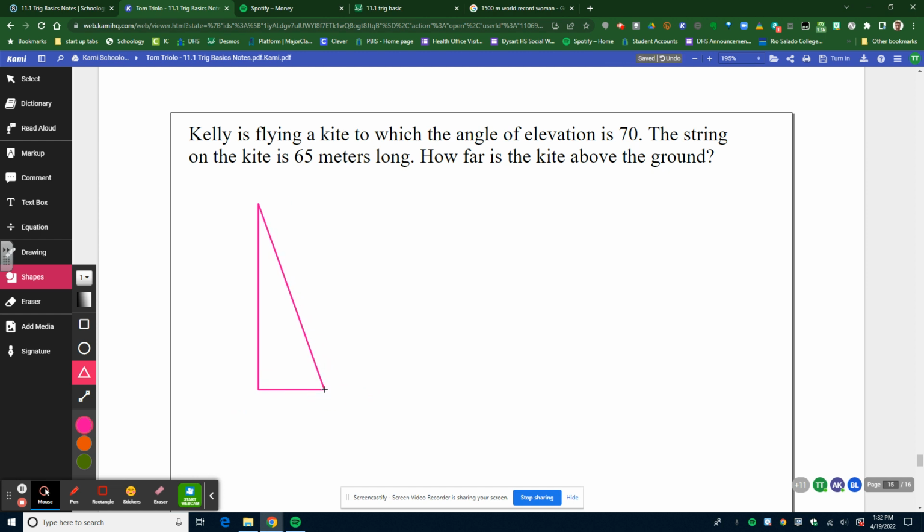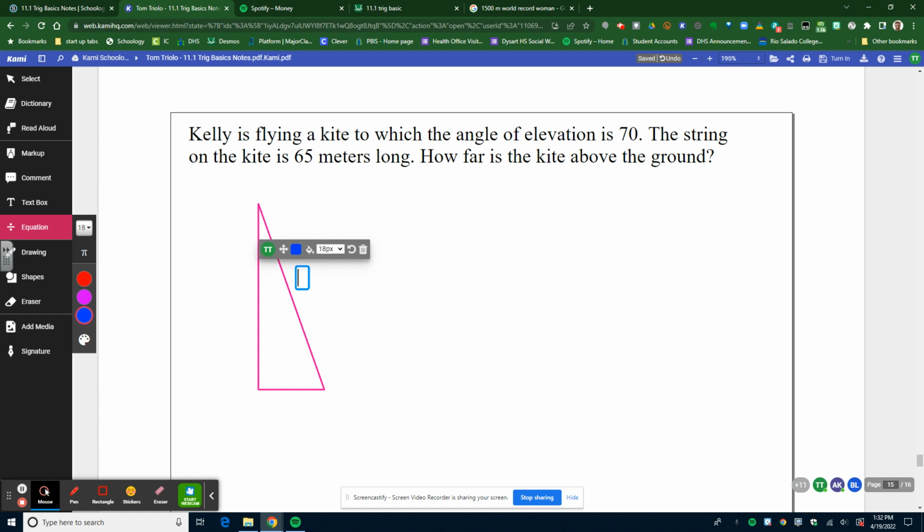70 degrees. Okay. 65 meters long. Whoopsies. So that would be the hypotenuse, because the string does not go on the ground. That would be a very different type of kite. Not a kite at all. 65 meters. How far is the kite above the ground? So that's vertical height.